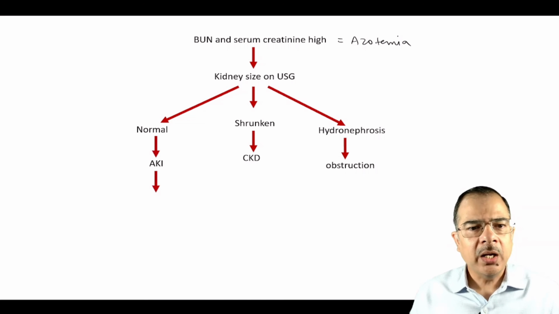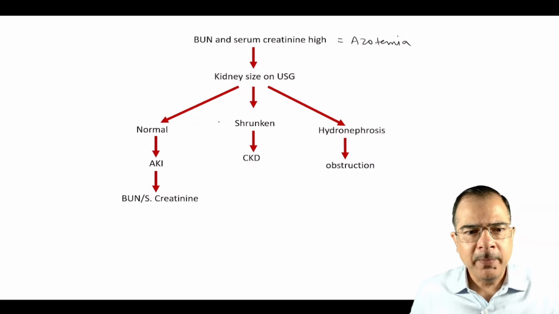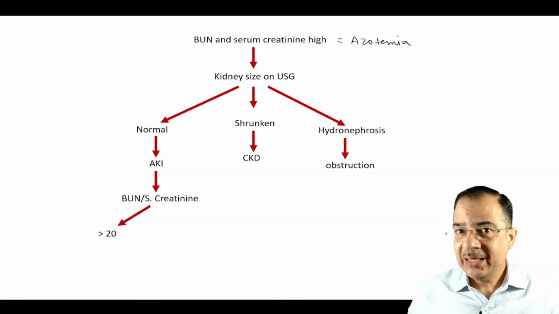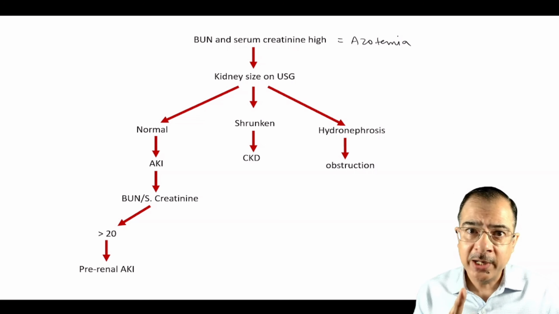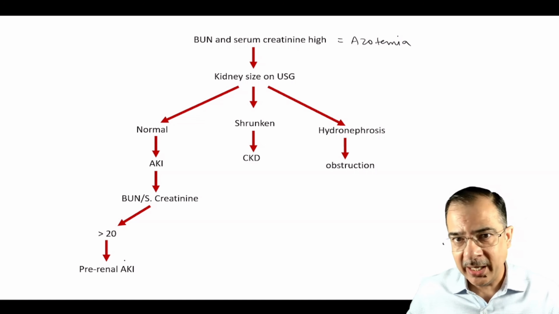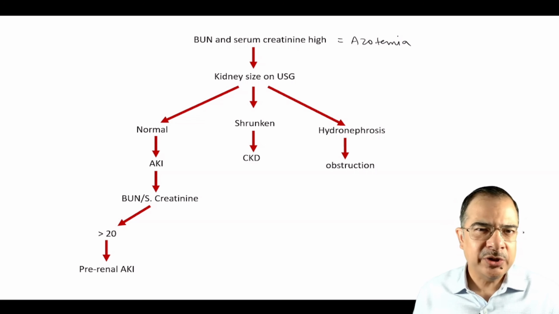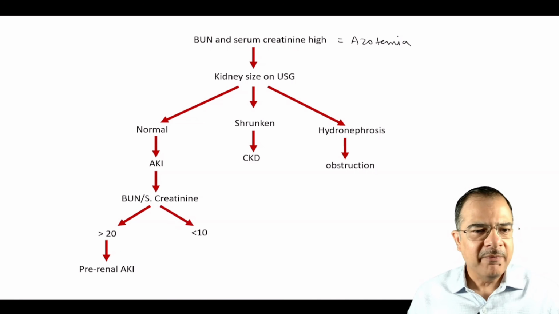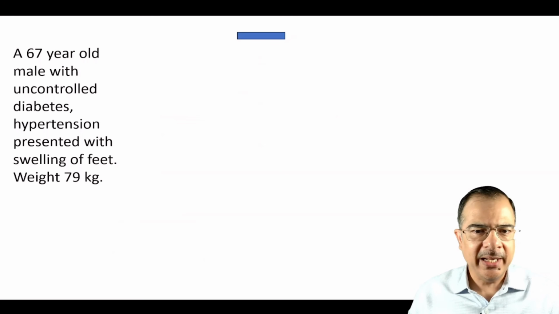So for AKI, we have to go for the ratio, blood urea nitrogen upon serum creatinine. If this ratio comes out to be more than 20, then it is most likely a case of pre-renal AKI. But very important, the patient should not have taken a diuretic prior to this analysis, because that can affect the sodium level in the urine. So ideally, before giving the diuretic, we should go for this ratio. While if the ratio is less than 10, then it will be intrinsic AKI.